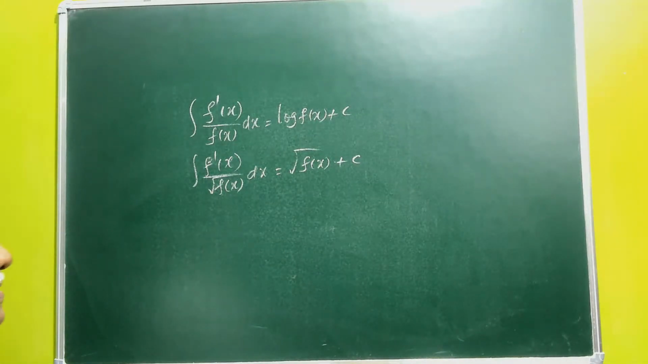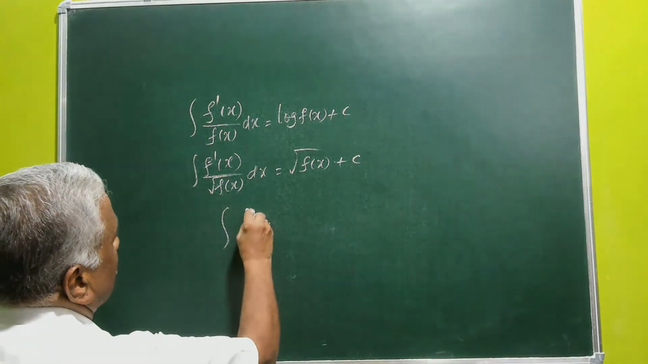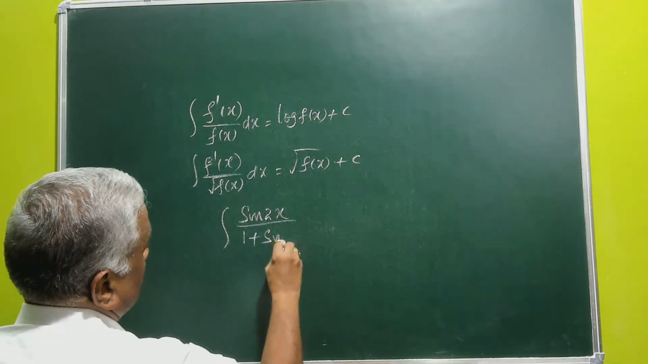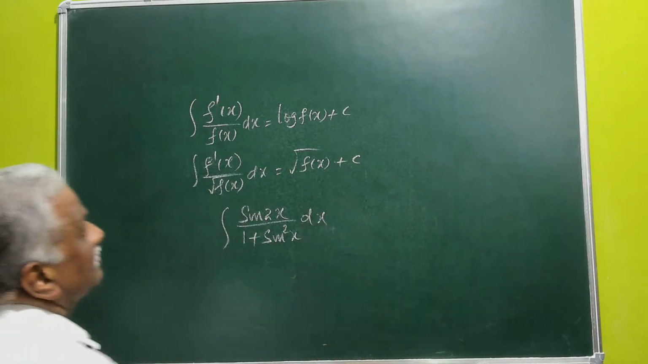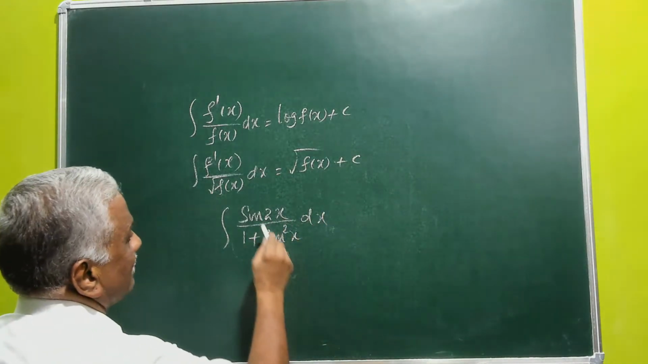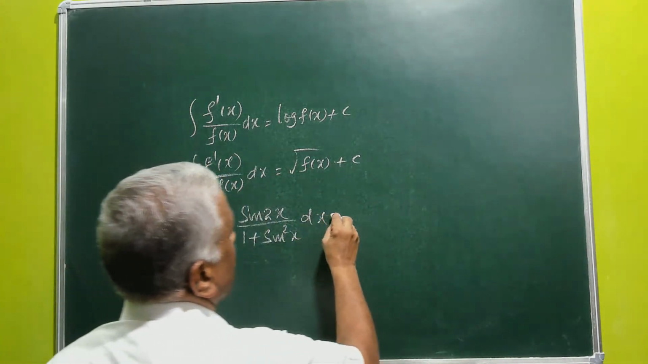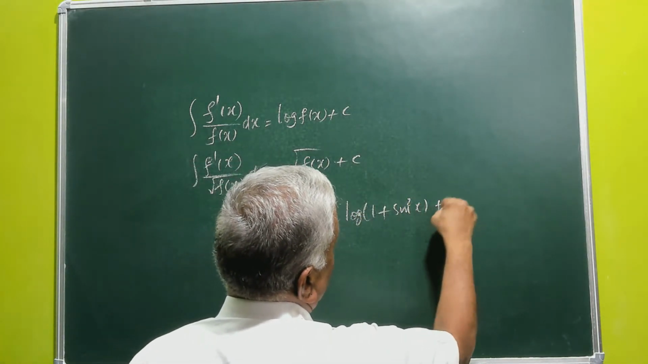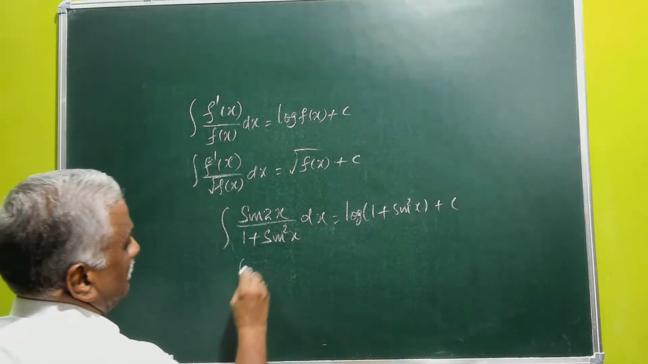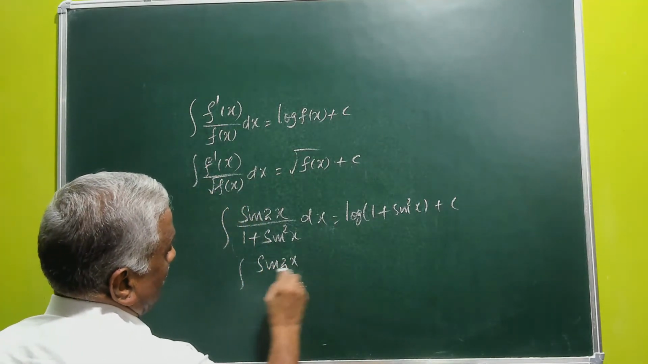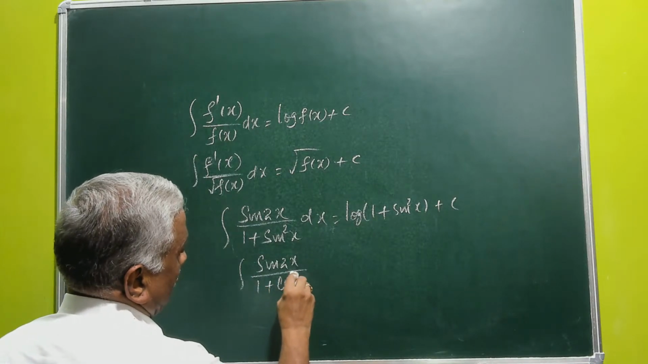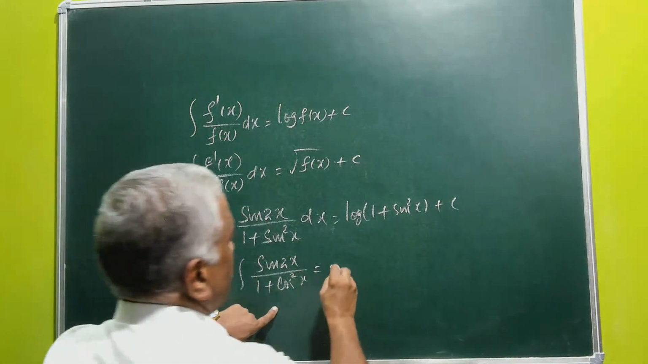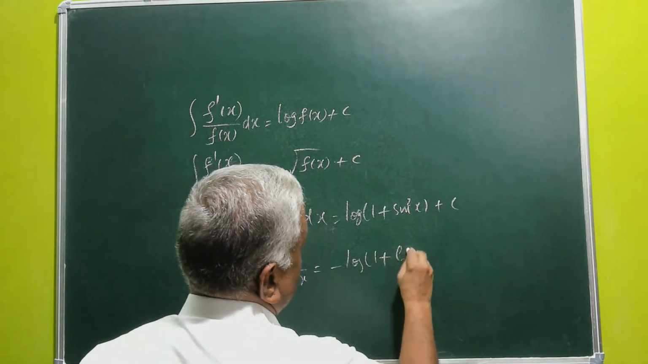Just to give an idea, supposing you are given sin 2x over 1 plus sin square x. If you call this f of x, this is f dash of x. So directly you can write the answer as log of 1 plus sin square x. The previous problem was sin 2x over 1 plus cos square x. In that case, this is minus sin 2x, therefore you can write the answer as minus log of 1 plus cos square x.